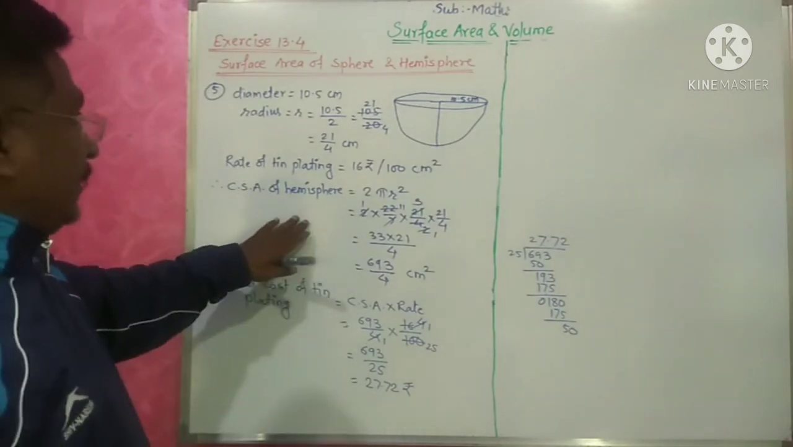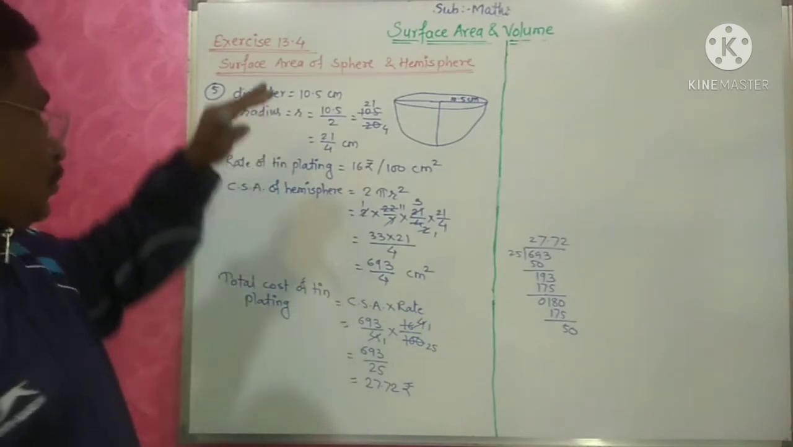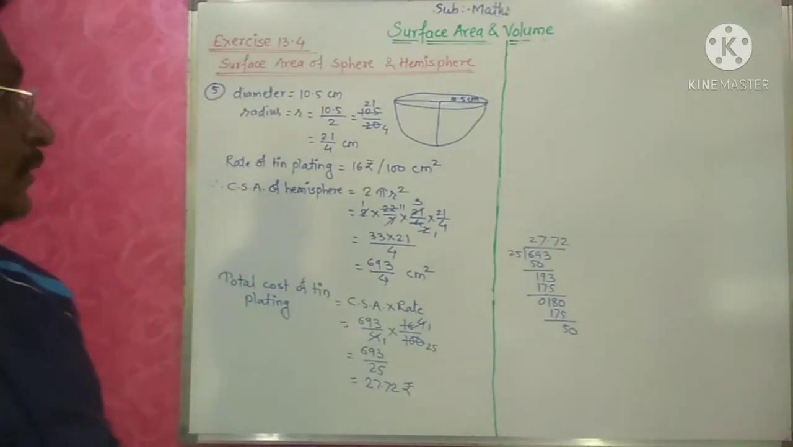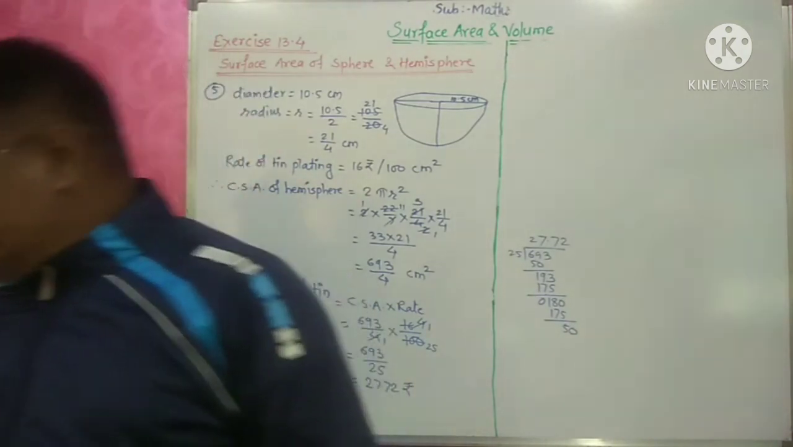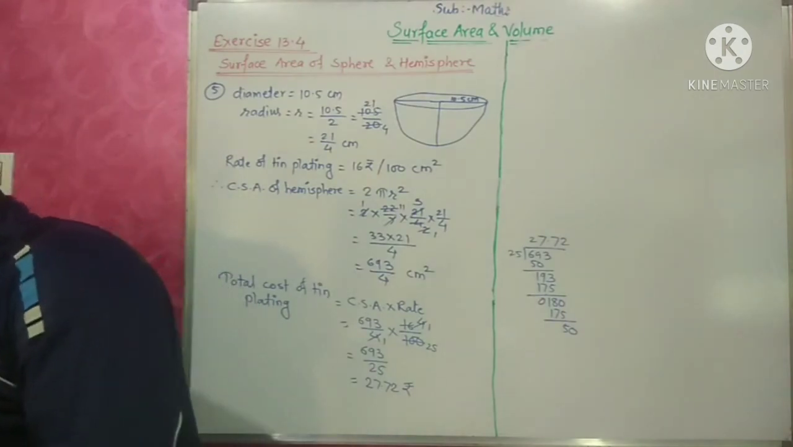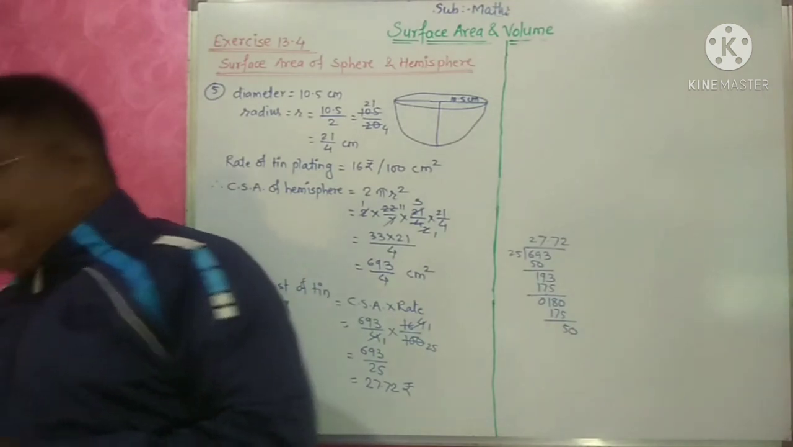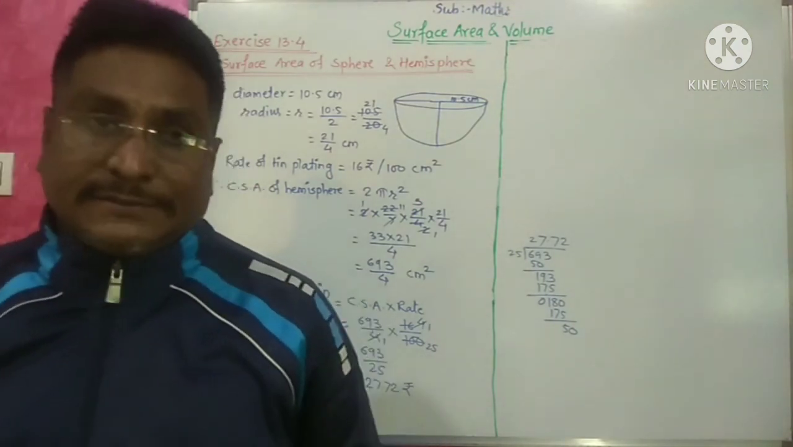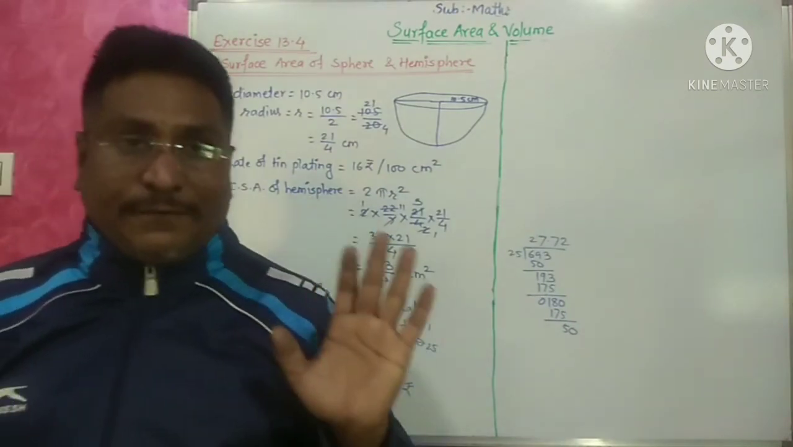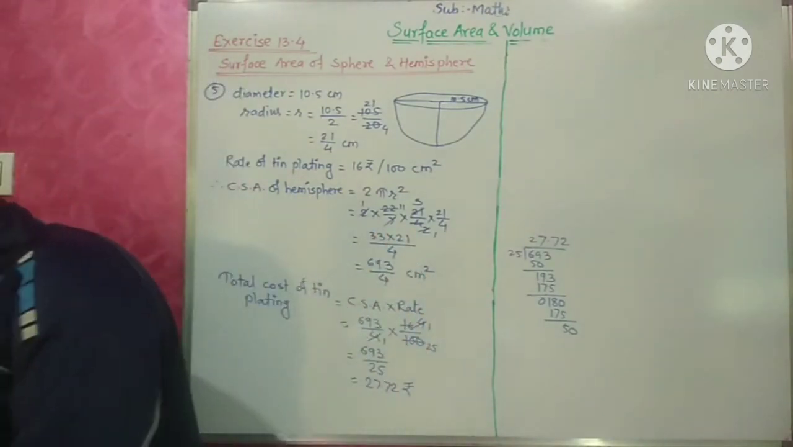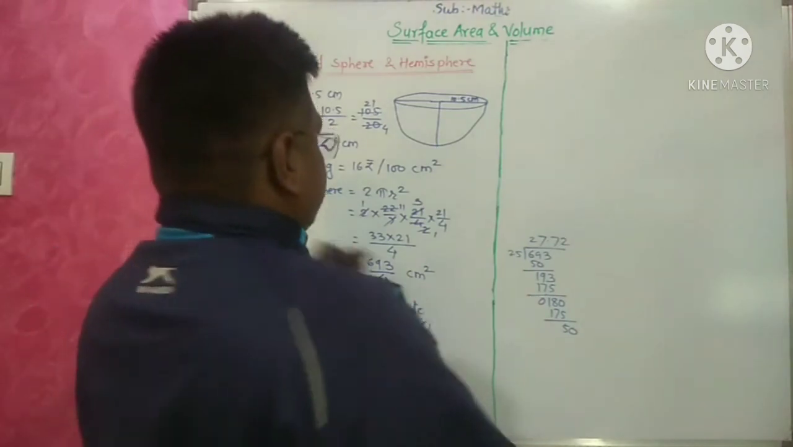Understood, student, how to find out? So hope you understand this. Now we will go on to the next question. The sixth question: surface area is given and you have to find the radius. So that is the homework for you. Okay, now we will go on to the seventh question.